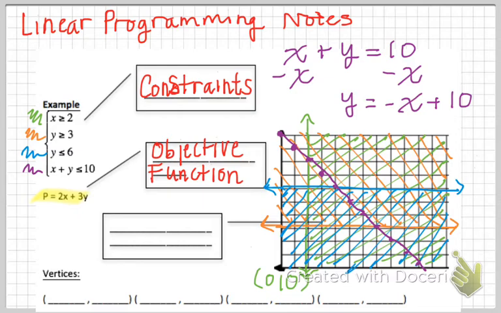And now to decide which way I want to shade, I can plug in the origin 0, 0 and see if it makes the inequality true. So I get 0 plus 0 is less than or equal to 10, which is true. So that means I should shade on the same side of my line as 0, 0, which is down here.